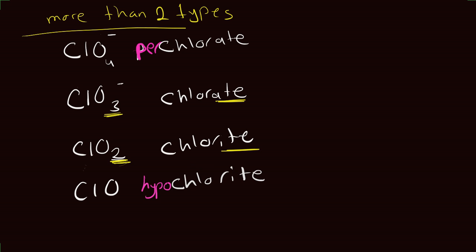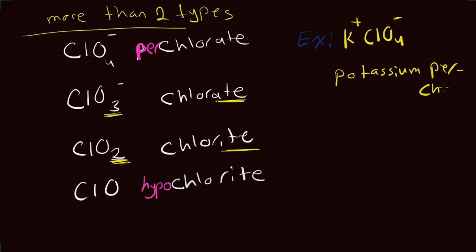So give me an example for this type. You say potassium +1 and ClO4 -1, so they cancel each other. You say potassium perchlorate. If you have calcium and ClO3, it is not balanced, right?